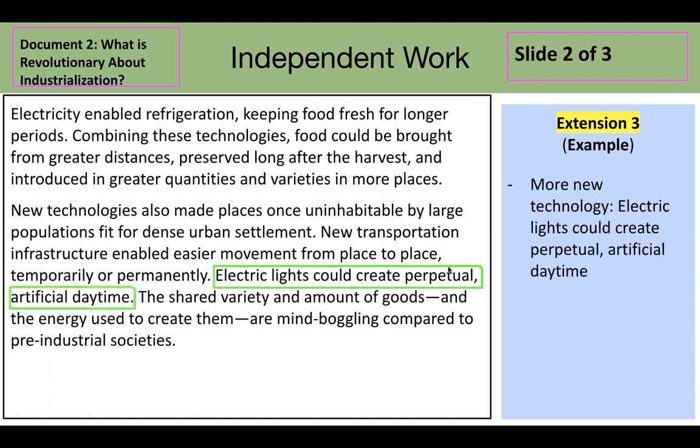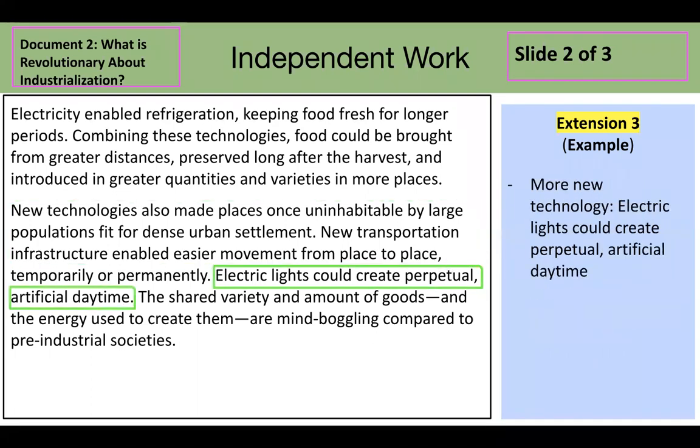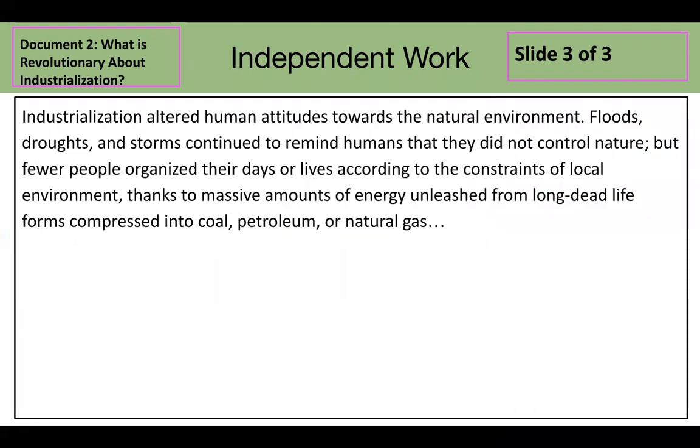And why don't we do one more? Great. And this I'm noticing from that same place. This is another great example that we could use, that electric lights, another new technology, could create perpetual and artificial daytime. I think that's very important, and it goes really nicely with how humans have really changed their environment. And then let's go to the last slide from this reading.